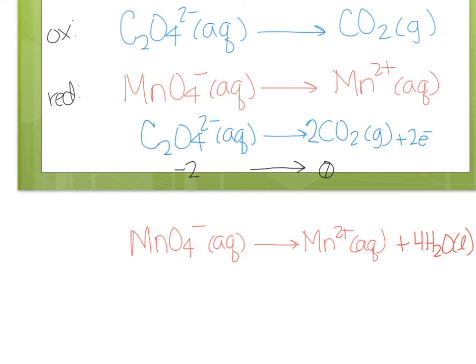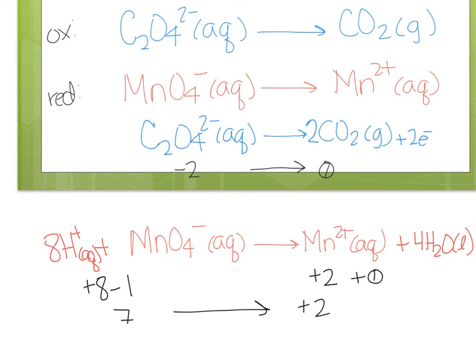All right, so that did that. What was the next step? Balance the hydrogens by adding protons. So what do I need to do? Add 8 protons to the other side. Fantastic. Now, what's the next step? Balance the charges. Remember, it's the sum of the charges. Here I have +8 - 1, which gives me +7. And on this side, I have +2 + 0, so I have +2. So what do I need to do?